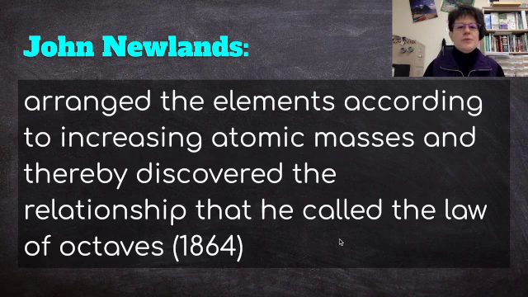Then there was John Newlands. He arranged the elements according to increasing atomic masses and thereby discovered the relationship that he called the law of octaves in 1864. And this really goes with what we're going to call the octet rule with our valence electrons. So he had discovered this property that elements with the same number of valence electrons had very similar chemical properties.